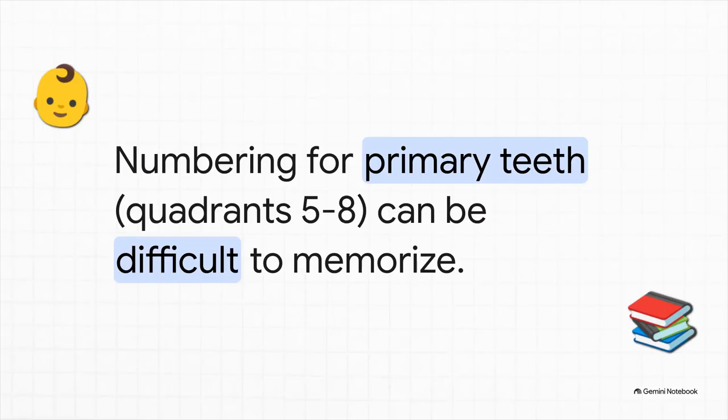Though just a quick heads up for your studying. While it is highly accurate, memorizing those 5 through 8 quadrant prefixes for primary baby teeth can feel a little clunky at first. It's going to require just a bit of extra drill work to make sure you instantly recognize that, say, tooth 54 is a primary first molar in the upper right quadrant.